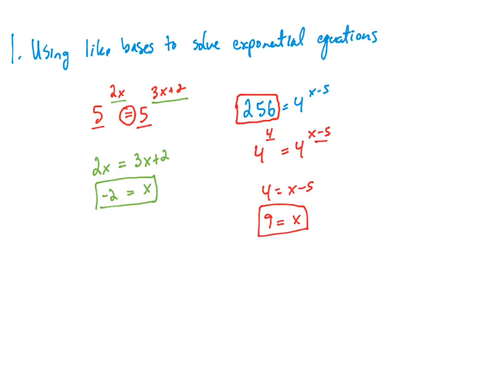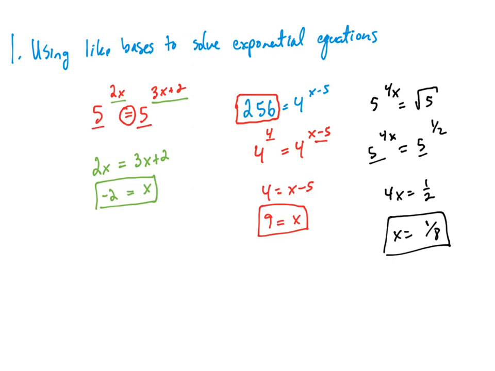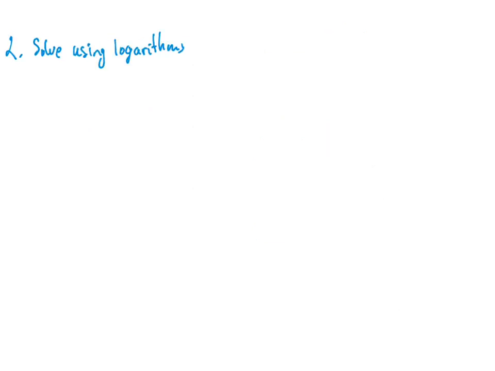Let's look at one more. Suppose we had 5 raised to the 4x is equal to square root of 5. Well, really, the square root of 5 is the same as 5 to the 1/2 power. So these bases are actually the same. So 4x is equal to 1/2. So x is going to be equal to 1/8. So that summarizes the first type of exponential equation we'll have, and that's when we can write the bases the same. The next way to solve an exponential equation is by using logarithms.